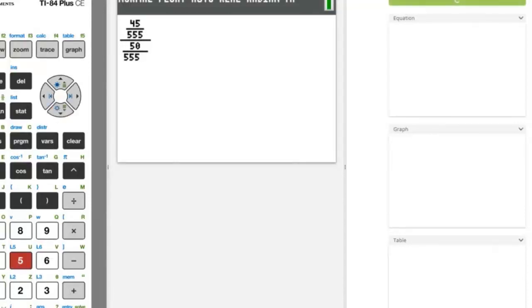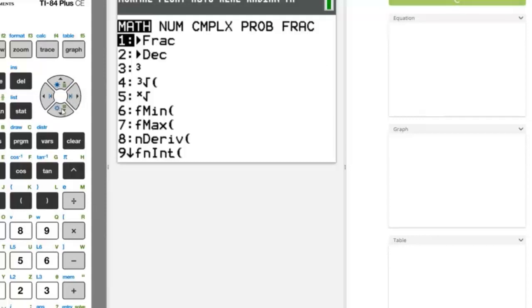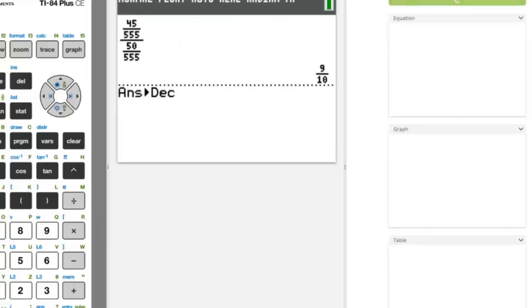And some of you might think, well, why would we do that? We know the 555s are going to cancel. But that just kind of depends on how comfortable you are with fractions. Okay, so that's 9/10. 9/10 as a decimal is certainly going to be 0.9. You could also simply put parentheses around each fraction and then use division.